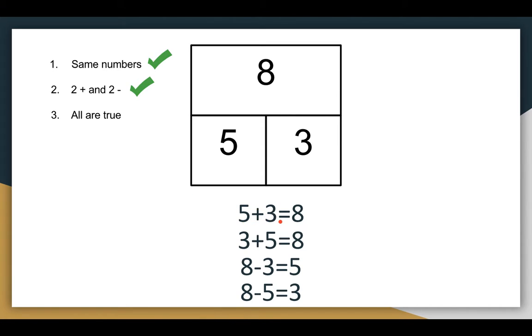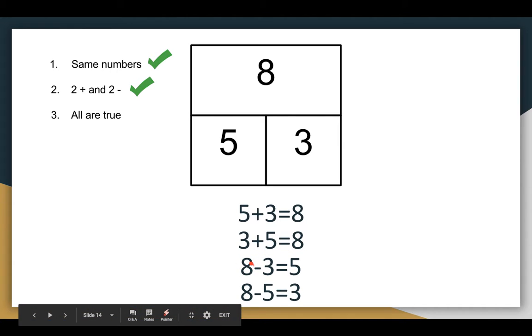Well, if I take 5 and 3 and put them together, I really do have 8. Same with if I put 3 first, then 5. Yep, that is the same as 8. If I start with 8 and take 3 away, I really do have 5. And if I have 8 and take away 5, I really do have 3. So all of them are true.